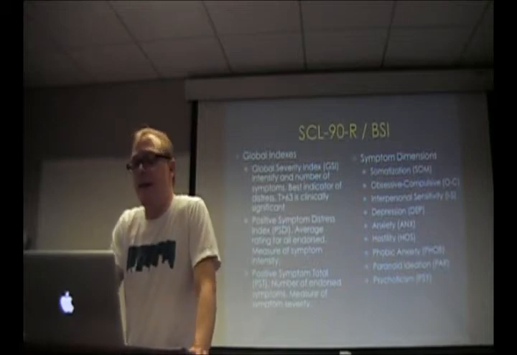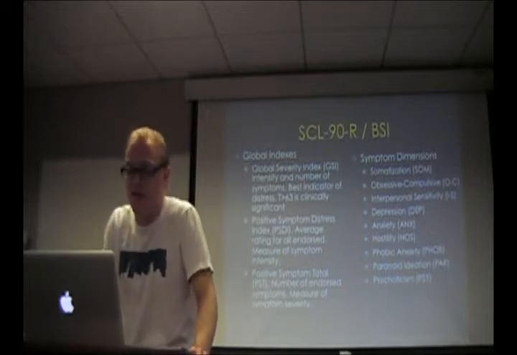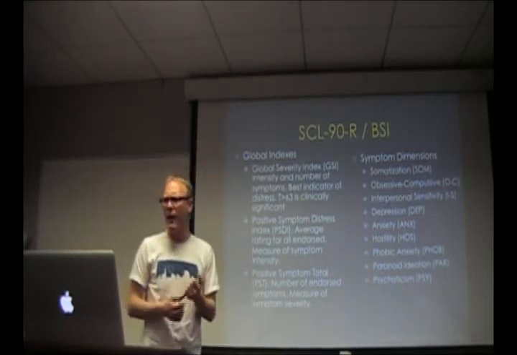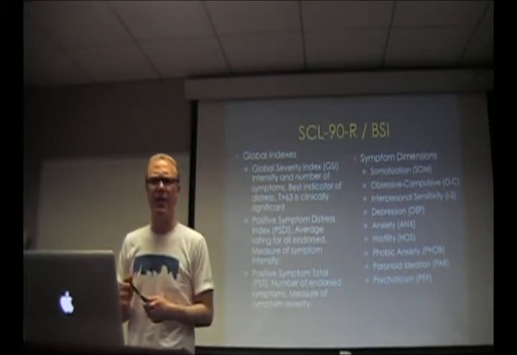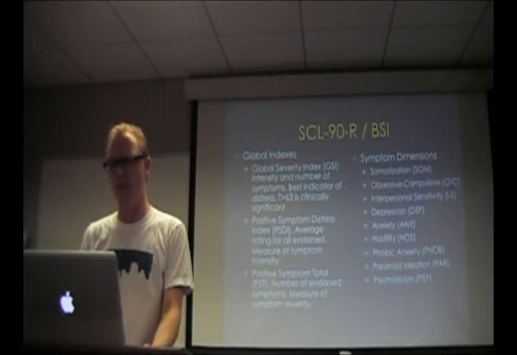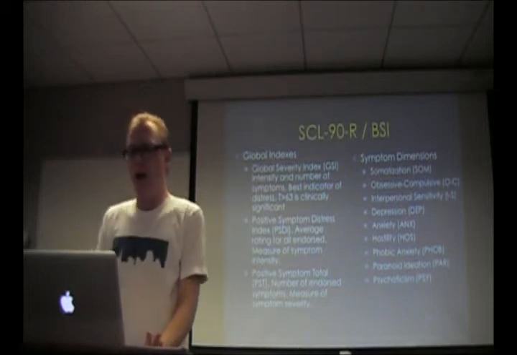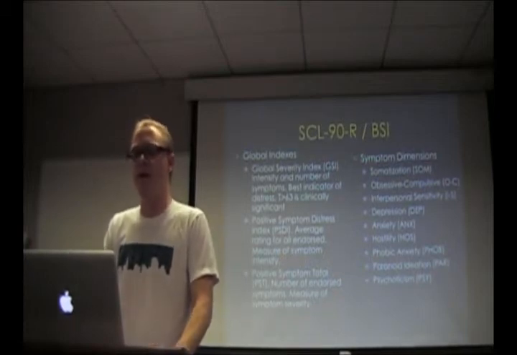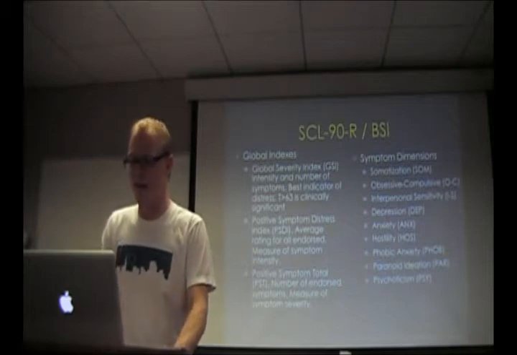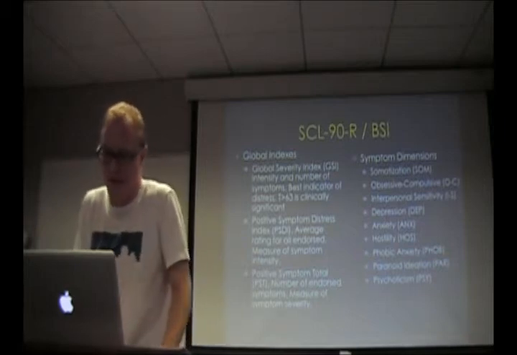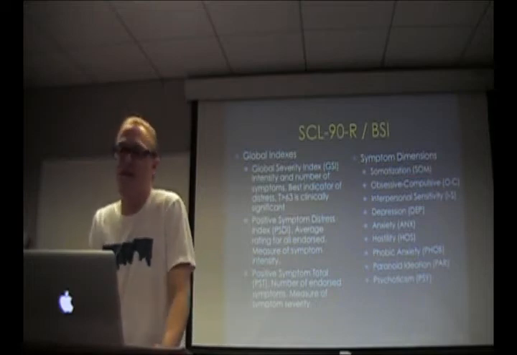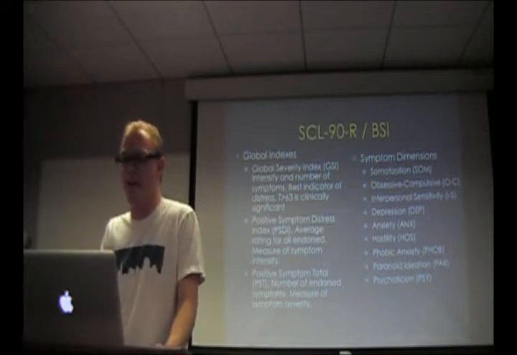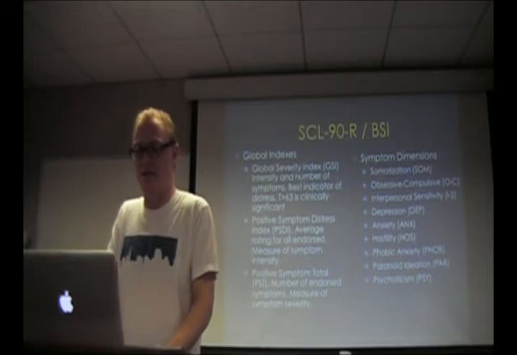So both for the SCL90R as well as for the BSI, there are certain global indices. I don't know how likely it is that you have to know this in this much detail. I guess it's fair game. Both of them are measured in terms of T-scores. So if you don't know what this means at this point, you should really start studying a lot harder than you have. T-scores have a mean of 50 and a standard deviation of 10. They're used in the MMPI and a bunch of different measures.